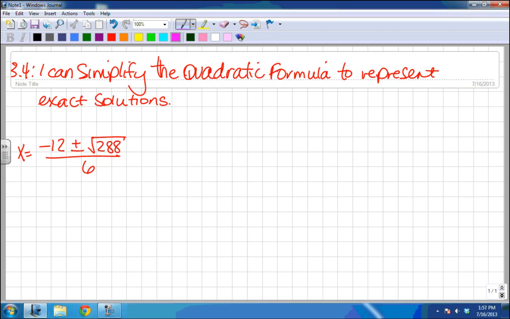For example, you might receive an expression as x equals negative 12 plus or minus the square root of 288 over 6. I did not give you an equation because that is not a focus. We are working on simplifying the expressions. So based on the skills we have, two methods we can use to simplify that square root of 288.